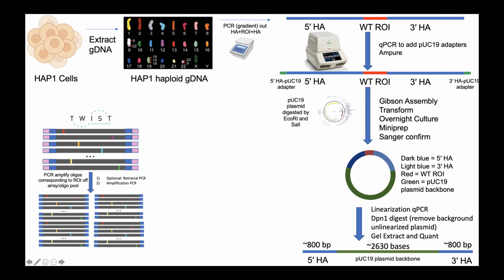And so the library itself, like I was describing earlier, we order from Twist. So the gray region here corresponds to the region of interest. These red, purple, orange, blue correspond to the different SNVs. And then we put 2 primers on them. We put an amplification primer and we put a retrieval primer.